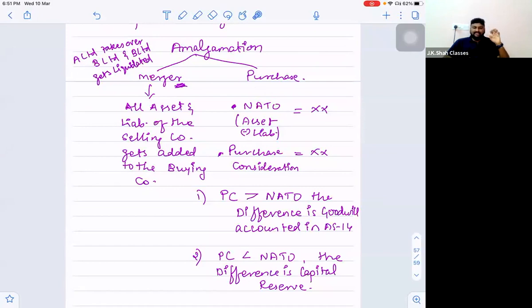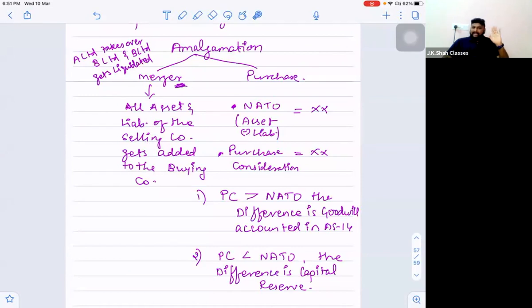Generally, amalgamation can take place under two ways. Accounting for amalgamation can be done in two methods, either merger method or purchase method. Now, sir, when I talk about merger method, it means each and every asset and liability of the selling company will be taken over by the buying company.